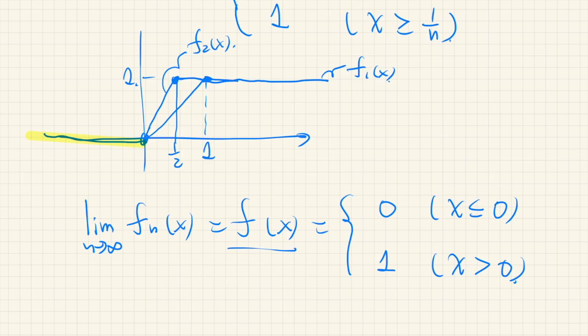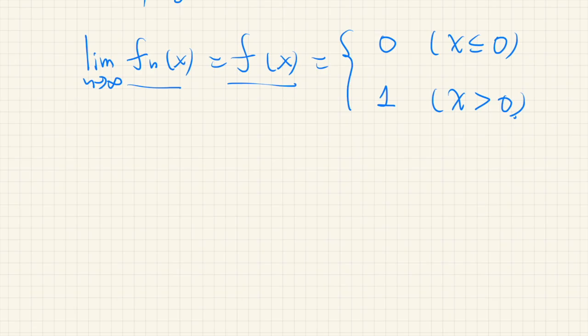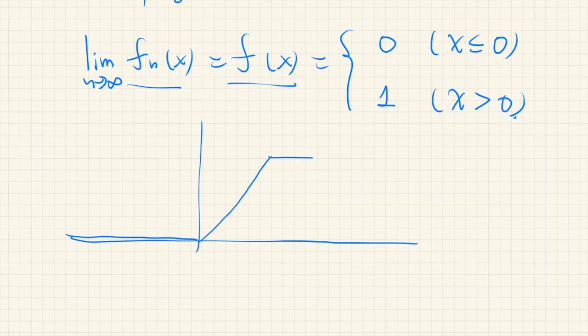Let's visualize how this sequence of functions converges. So when n is equal to 1, we have something like this. So let's pick a somewhere between 0 and 1.